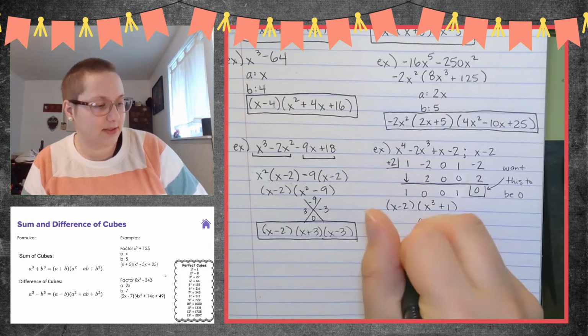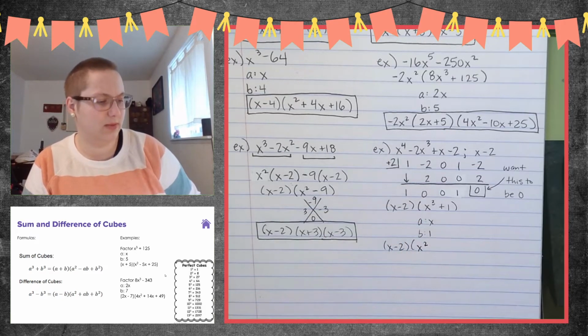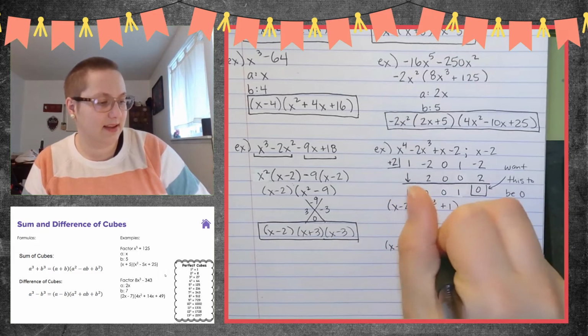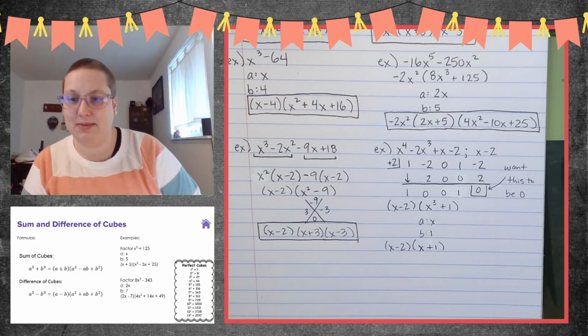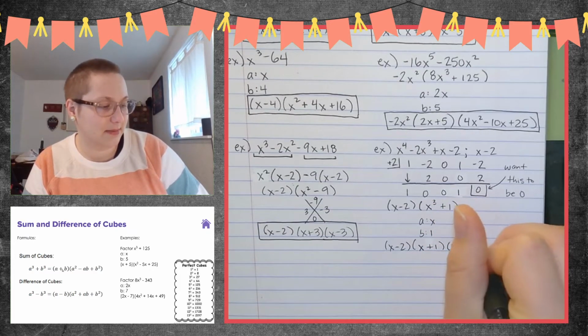So I have x minus 2 still. Then I have x squared. No, I have x plus 1. Man, I can do this. I forgot this first part, the a plus b. And then I have x squared minus x plus 1.